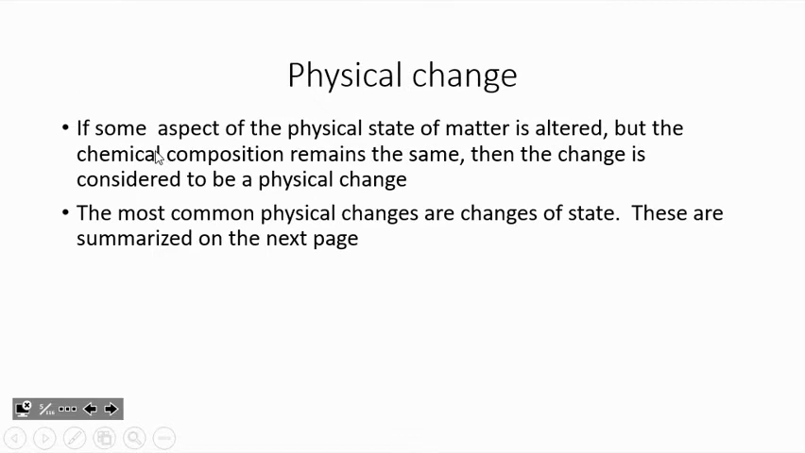So physical changes, some aspect of the physical state of matter is altered. So all phase changes, boiling, freezing, melting, all phase changes are physical changes because you're not changing the chemical composition. You're just either reducing or increasing the intermolecular forces. And that's what's causing the change. But the actual chemical composition of the material is not changing at all. The most common physical changes are changes of state.